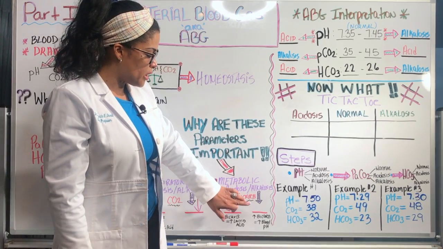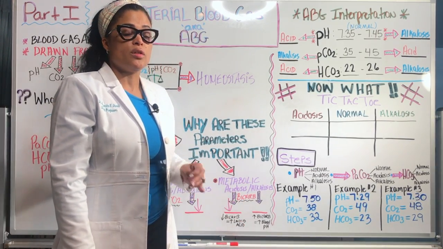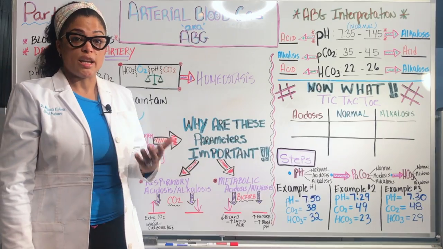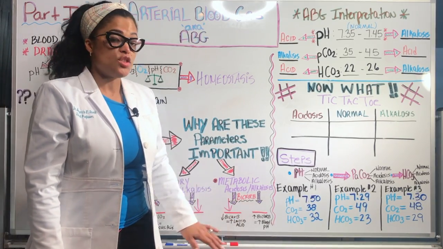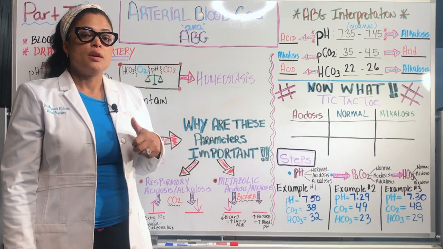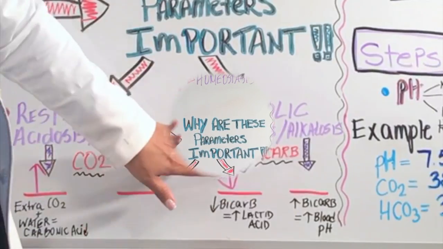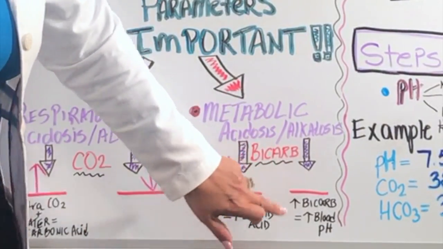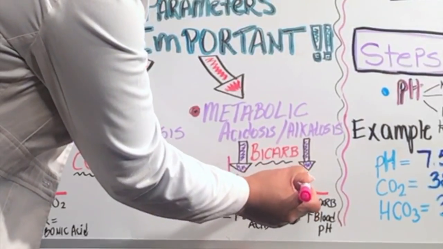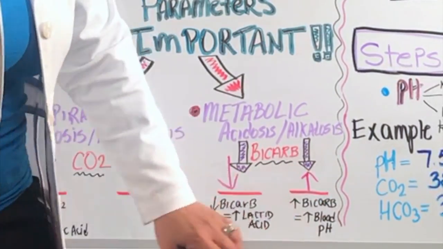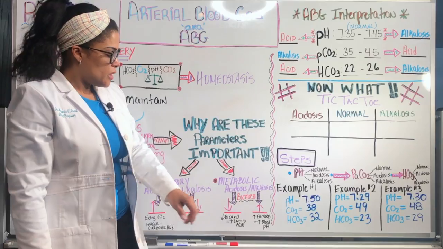Then you have metabolic alkalosis. This is when there's an increase in bicarb, or your HCO3, and it causes your blood pH to go up, making it alkaline. So in metabolic alkalosis, there's an increase in bicarb, as well as an increase in blood pH.